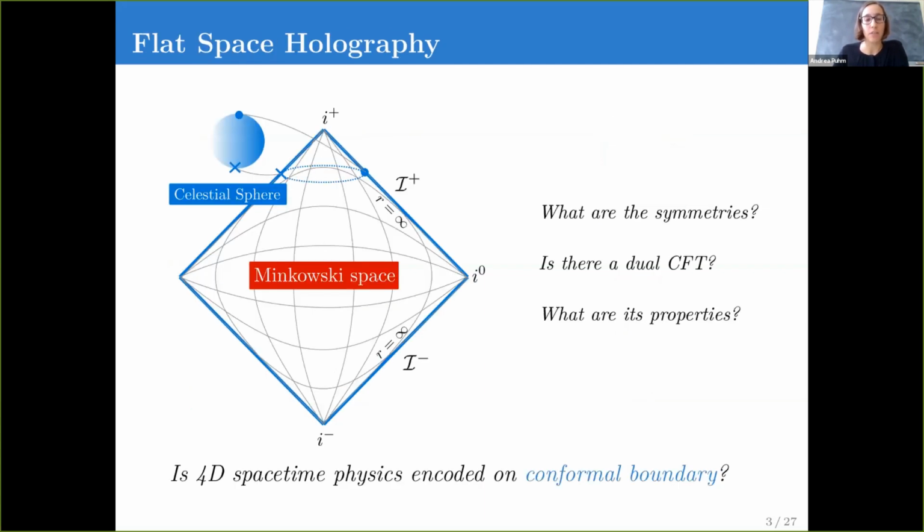And in particular, can the four-dimensional space-time physics in asymptotically flat space be encoded in some dual boundary theory that lives perhaps at the conformal boundary of Minkowski space? Now, any attempt at such a flat space holography has to answer a set of fundamental questions, and some of these include: what are the symmetries of the space-time? Can they be identified with those of a dual boundary theory? Is this dual boundary theory a conformal field theory? What are its properties? And so on.